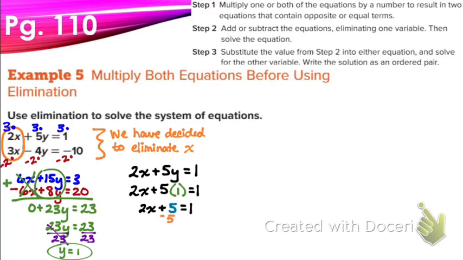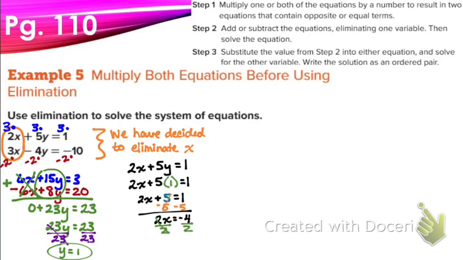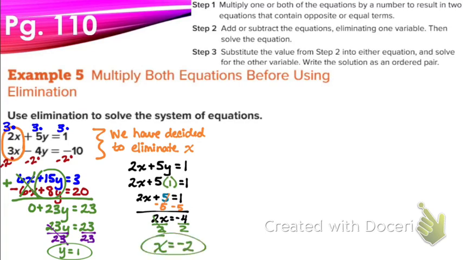Minus 5 from both sides. What is 1 minus 5? So 2x equals negative 4. Divide both sides by 2. X is negative 2. So what is my solution? Yes. My solution is negative 2, 1.